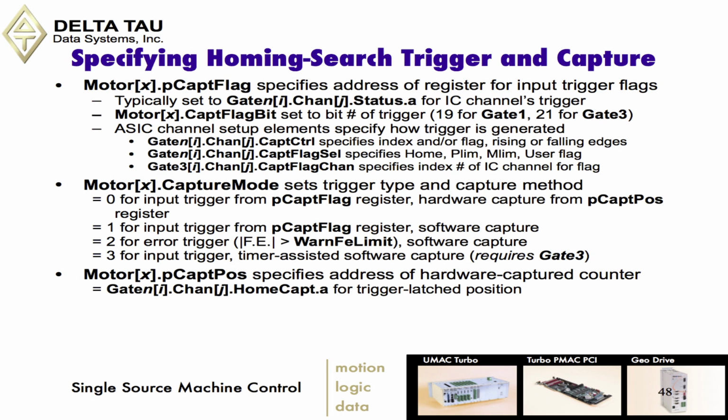If we want to use a real hardware input trigger, but we want to do a software capture, we set it to 1. If we set it to 2, it will use the warning following error limit value for the capture. And if we set it to 3, it will use the input trigger, but with the timer-assisted software capture that we can get from the gate 3. Remember, we have those timer A and timer B registers that give us some of these extra timer features.